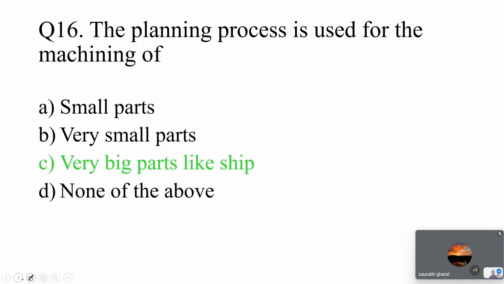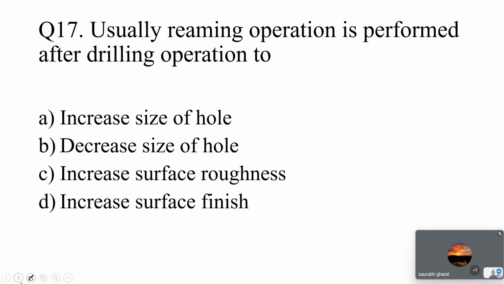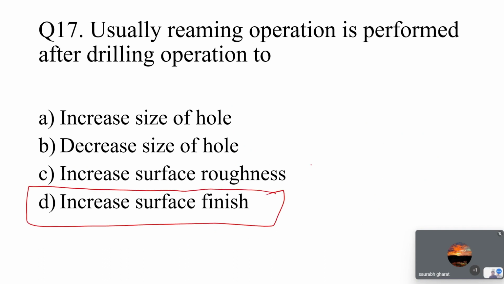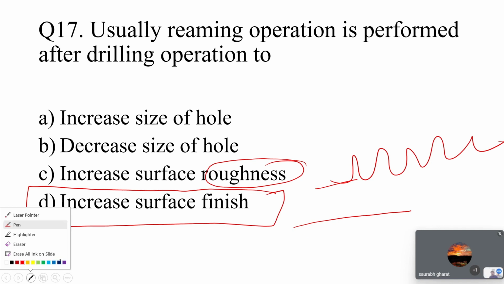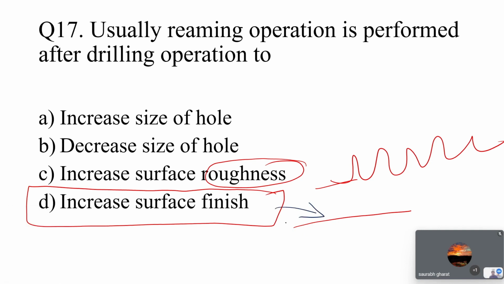So the answer: usually the reaming operation is performed after the drilling operation. Okay, this is the correct answer, to increase the surface finish. This is again a dilemma. See, surface roughness is different from surface finish. Increasing surface roughness means you are increasing the asperities, while increasing surface finish means you are doing the opposite. So both have different meanings, so do not confuse the concepts. It is never considered to increase the surface roughness.